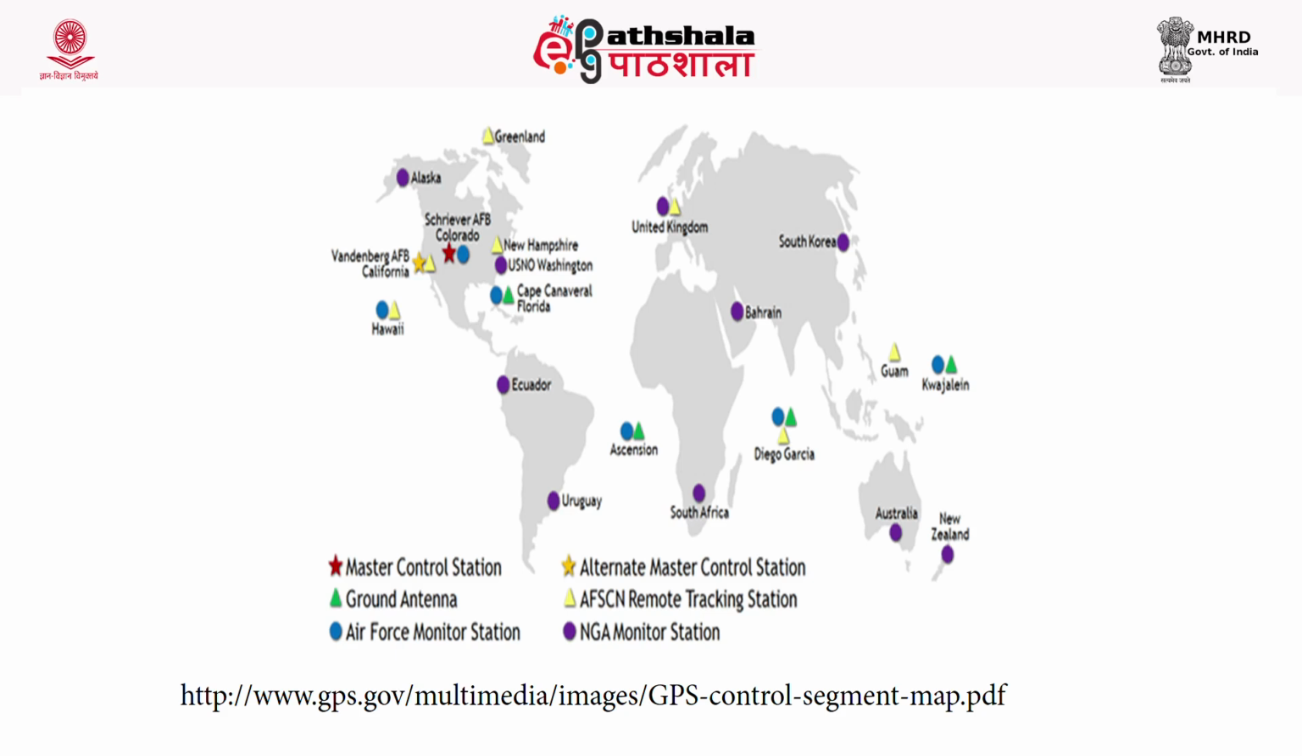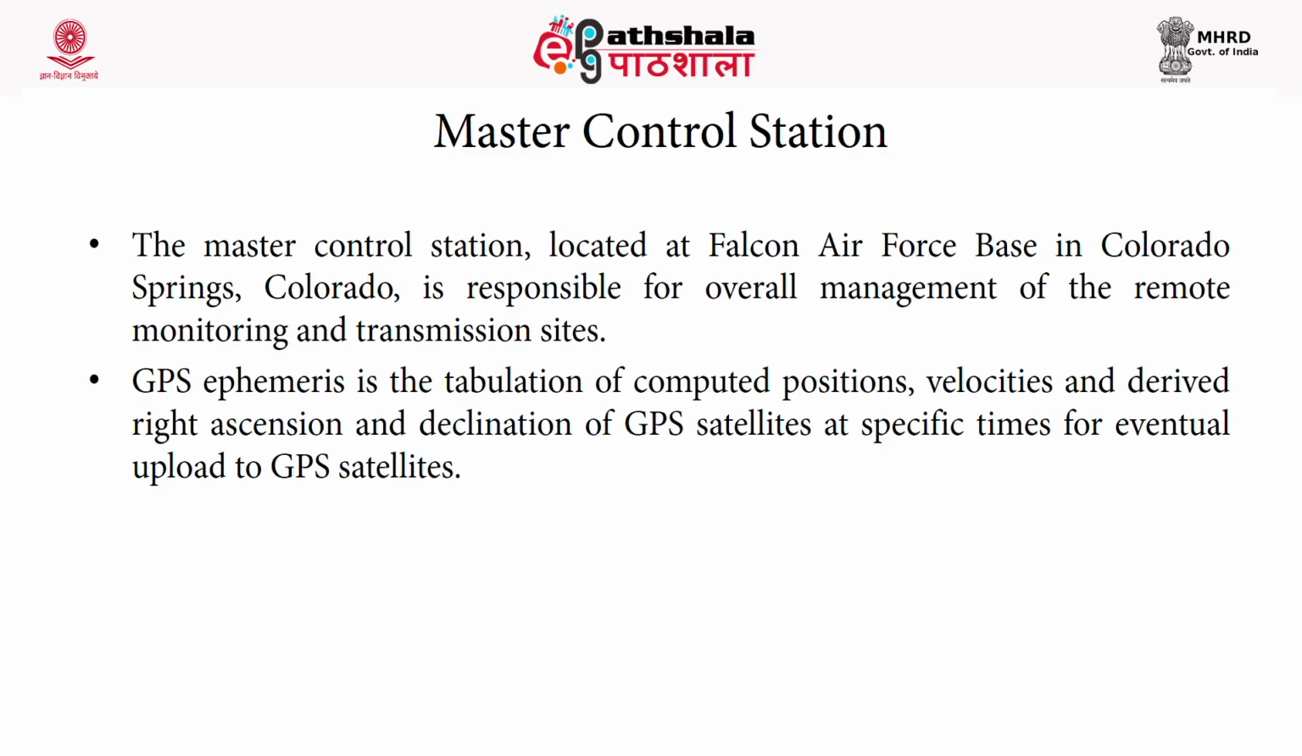This figure shows the master control station, alternate master control stations, ground antennas, remote tracking stations, as well as the Air Force and NGA monitor stations. The master control station is located at Falcon Air Base in Colorado Springs, that is in Colorado, and is responsible for the overall management of remote monitoring and transmission sites. GPS ephemeris is the tabulation of computed positions, velocities and derived right ascension and declination of GPS satellites at specific times for eventual upload to GPS satellites.